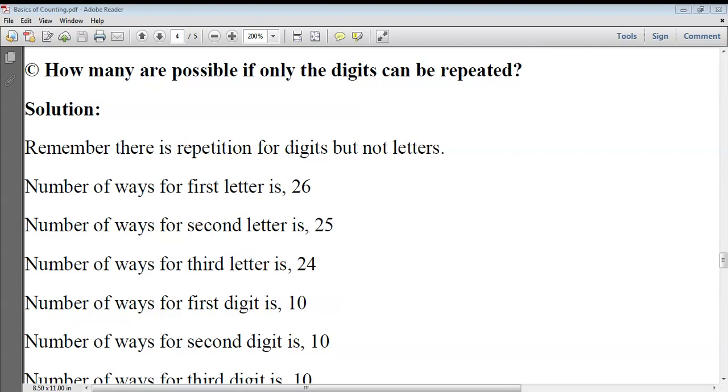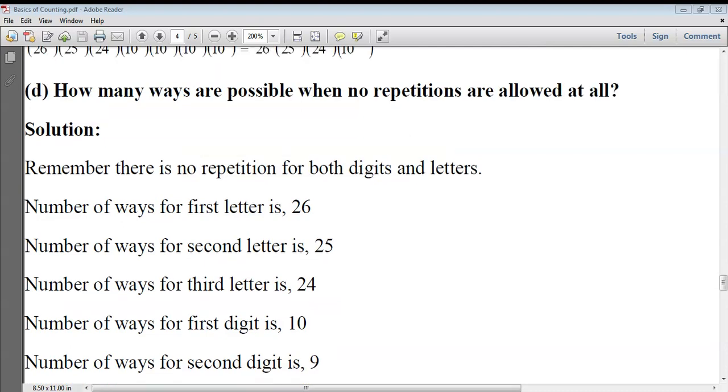So the last question: letters cannot be repeated and digits also cannot be repeated, then find the number of favorable chances. Letters are not repeated here and digits also not repeated. First place is a letter, 26 chances. Second place is a letter, 25 chances. Third place is a letter, 24 chances. Fourth place is a digit, 10 chances. Fifth place is a digit, 9 chances. Sixth place is a digit, 8 chances. Seventh place is a digit, 7 chances.